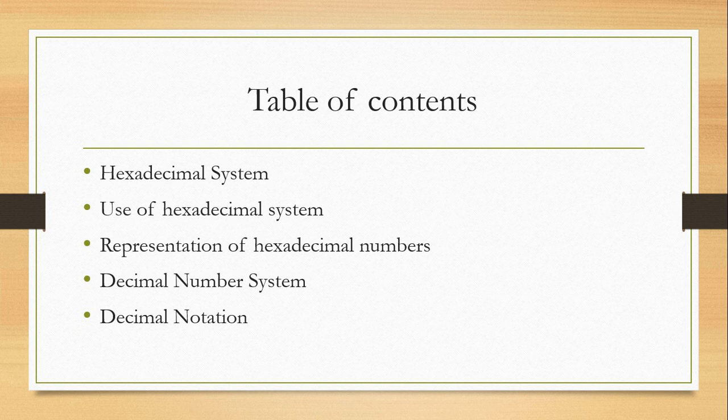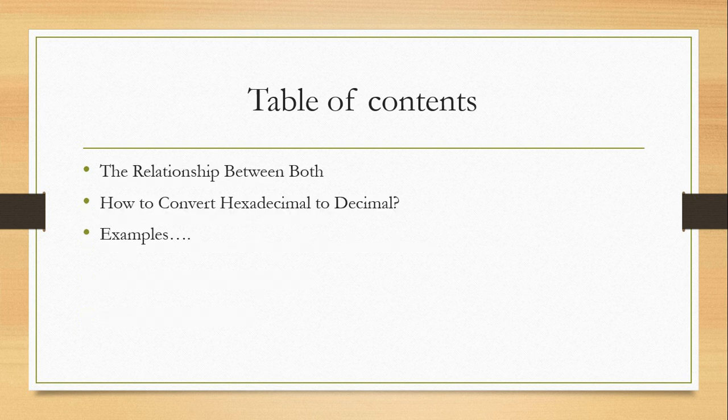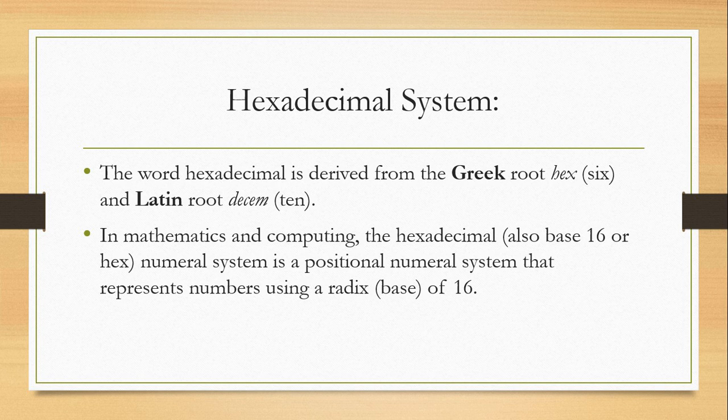First of all, here is the list of contents: the hexadecimal system, use of hexadecimal system, representation of hex numbers, decimal number system, decimal notation, representation, the relationship between both, how to convert hex to decimal, and then finally some examples of conversion. First of all, the information or origin about the hexadecimal system.